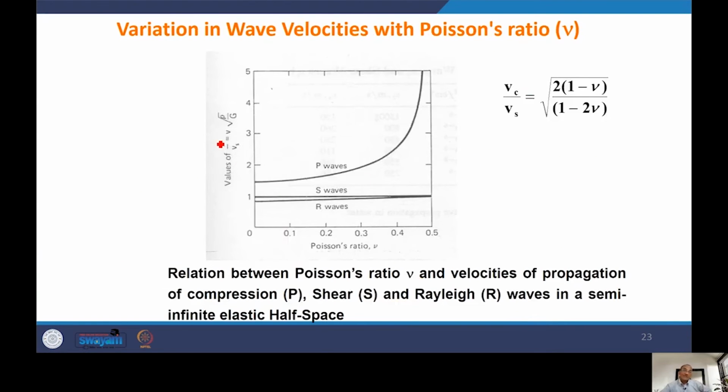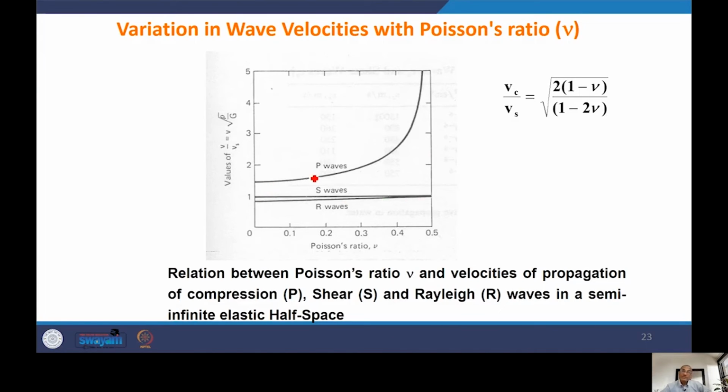Now let's discuss the ratio of the different wave velocities, and how this varies with Poisson's ratio. You know the value of Poisson's ratio varies from 0 to 0.5. So here, what is given in this figure is the ratio V by Vs, where V could be P, or it could be S or R. Naturally, when V equals S, Vs by Vs will be 1, irrespective of the Poisson's ratio. So this line is unity.